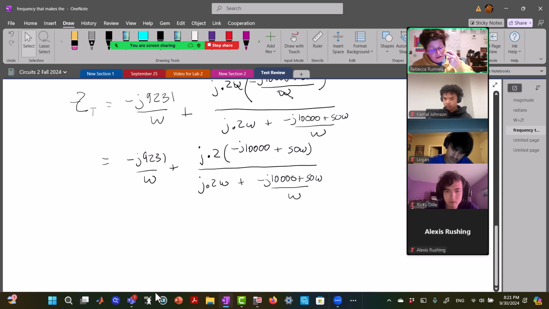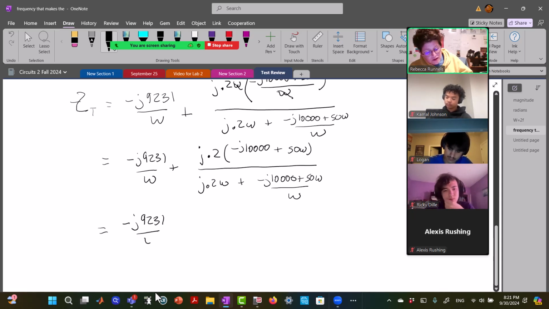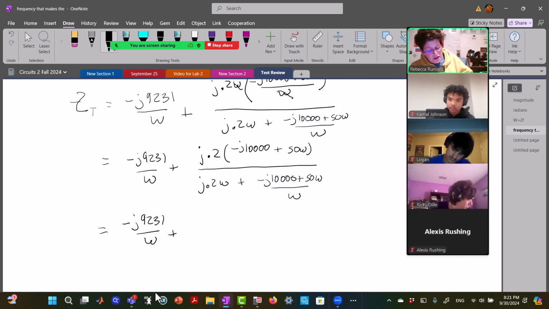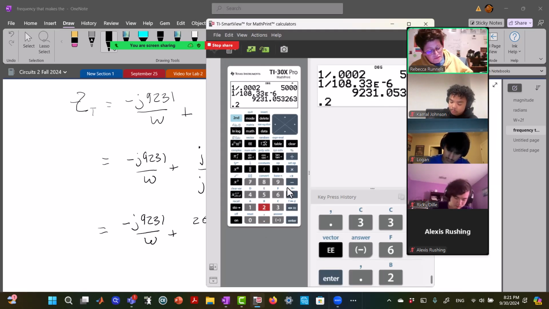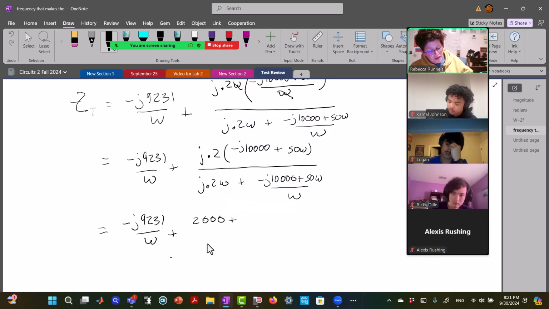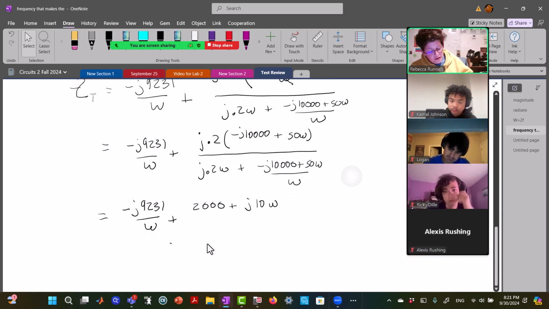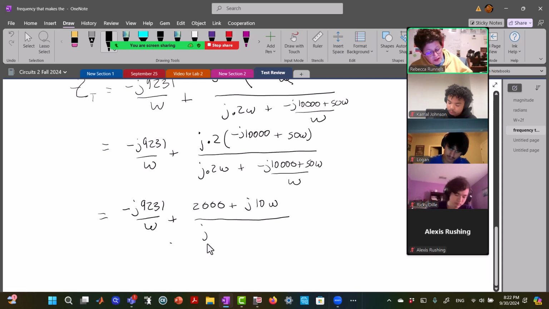I can distribute that 0.2j through on the numerator, so minus j9231 over omega plus, so j times j is -1, so j times minus j is +1, so then I just have 0.2 times 10,000, which is 2,000, plus 0.2 times 50, so plus j10 omega over j0.2 omega plus minus j10,000 plus 50 omega over omega.